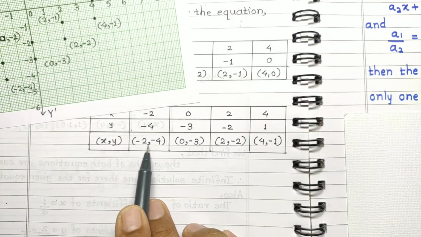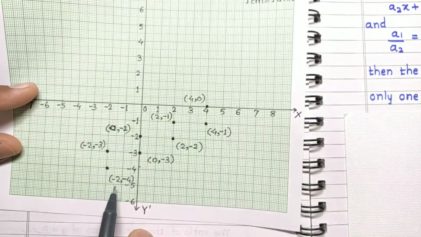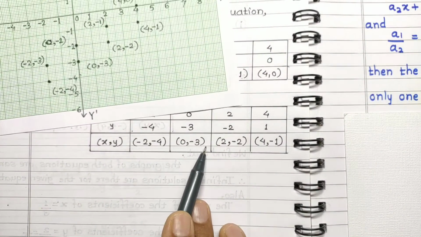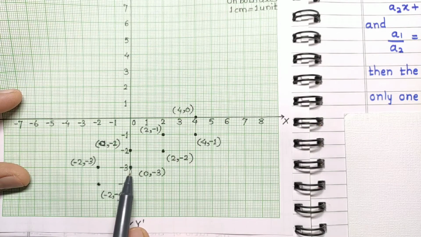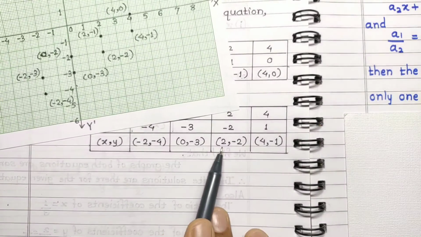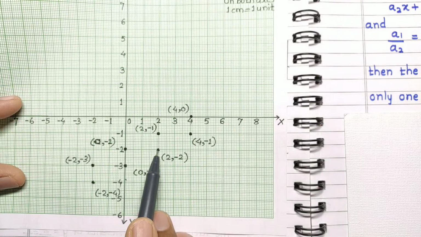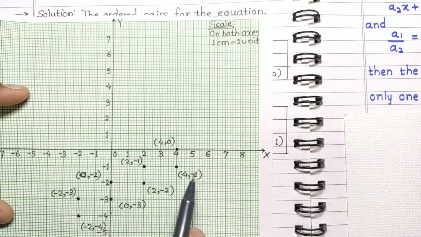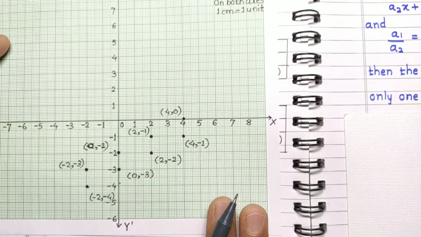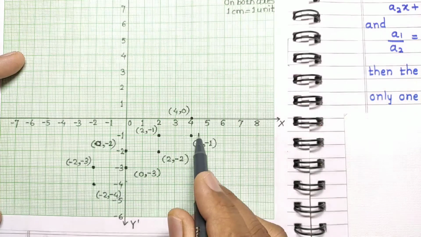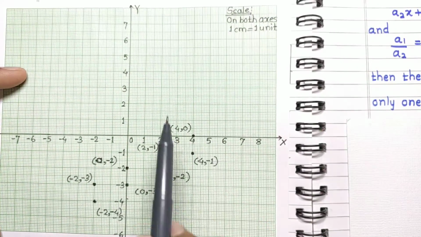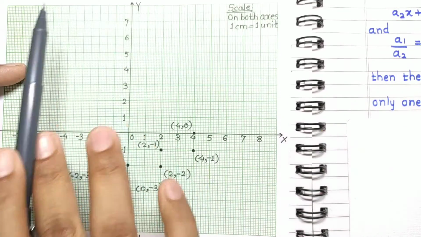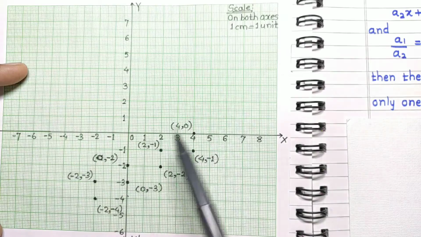Then for the second equation we have minus 2, minus 4. See, minus 2, minus 4 is in third quadrant. Then 0, minus 3, so it is on negative y-axis. Then next point is 2, minus 2. See, here it is in fourth quadrant. And last one is 4, minus 1. So it is again in fourth quadrant. See, these 4 points lie on the line which is represented by second equation, and these 4 points lie on the first line given by first equation.